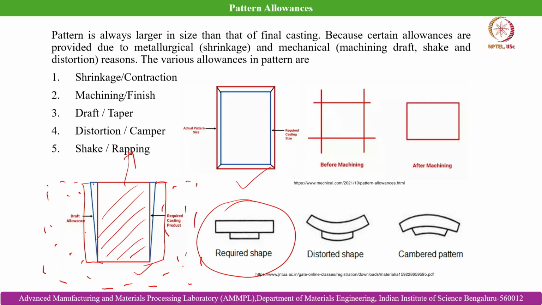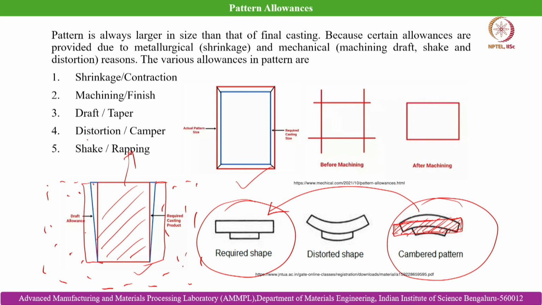That is why we provide a negative allowance to the pattern itself. This is called the cambered pattern. You can see a negative distortion is provided in the pattern itself, so that after undergoing distortion it can achieve the desired shape of the cast part that we are looking for. We want a straight shape like this one. If you compare with the required shape, we can achieve it by providing this negative distortion allowance.